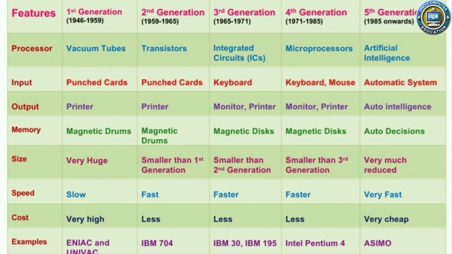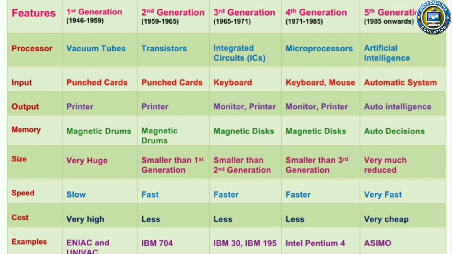Time period of first generation computers: 1946 to 1959. Second generation: 1959 to 1965. Third generation: 1965 to 1971. Fourth generation: 1971 to 1985. Fifth generation: 1985 onwards. Next, about processor: the first generation computers used vacuum tubes, the second generation used transistors, the third generation used integrated circuits, the fourth generation used microprocessors, the fifth generation used artificial intelligence.